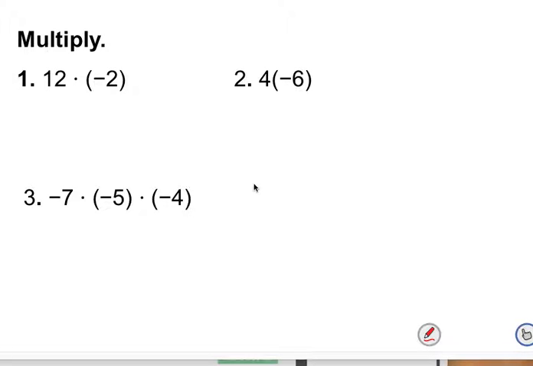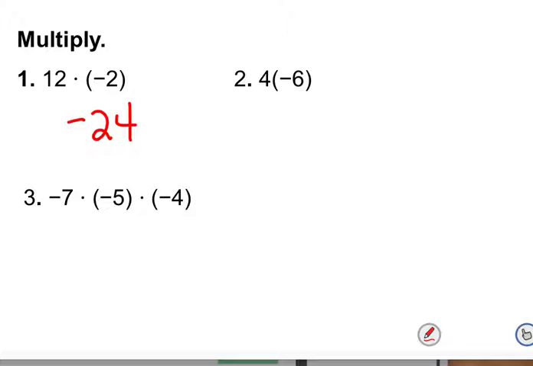What is 12 times negative 2? Trenton. Get your whiteboards out, folks. I want the answer. 12 times negative 2. What's it going to be, Miss Reagan? Negative 24. You are correct.